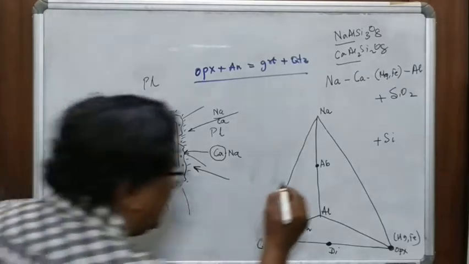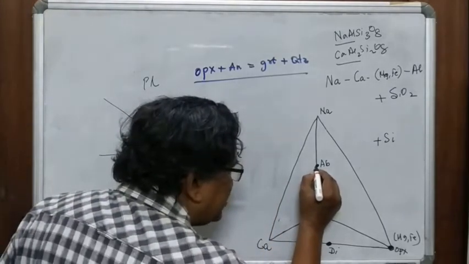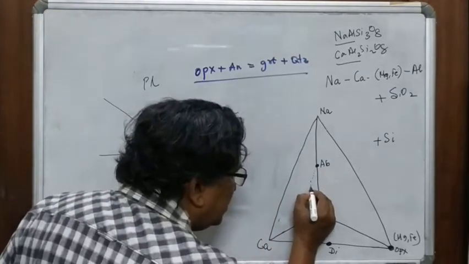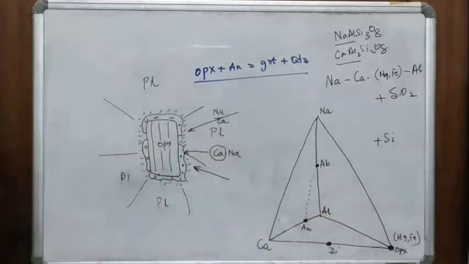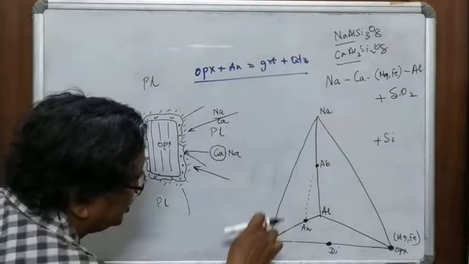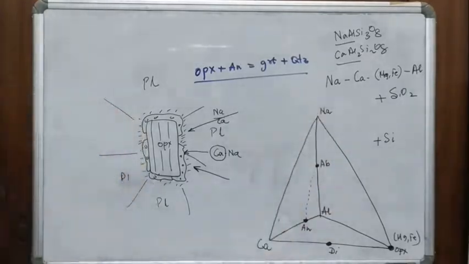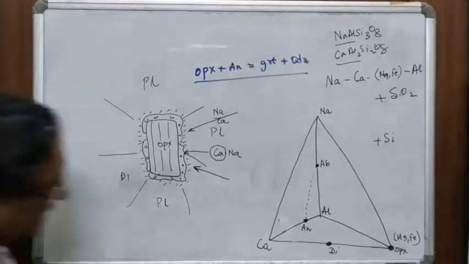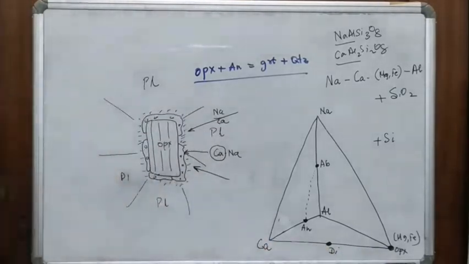So your albite, your plagioclase composition, should lie here. On this space, so NaCaAl, this should be the phase. And this should be orthopyroxene, this should be diopside.